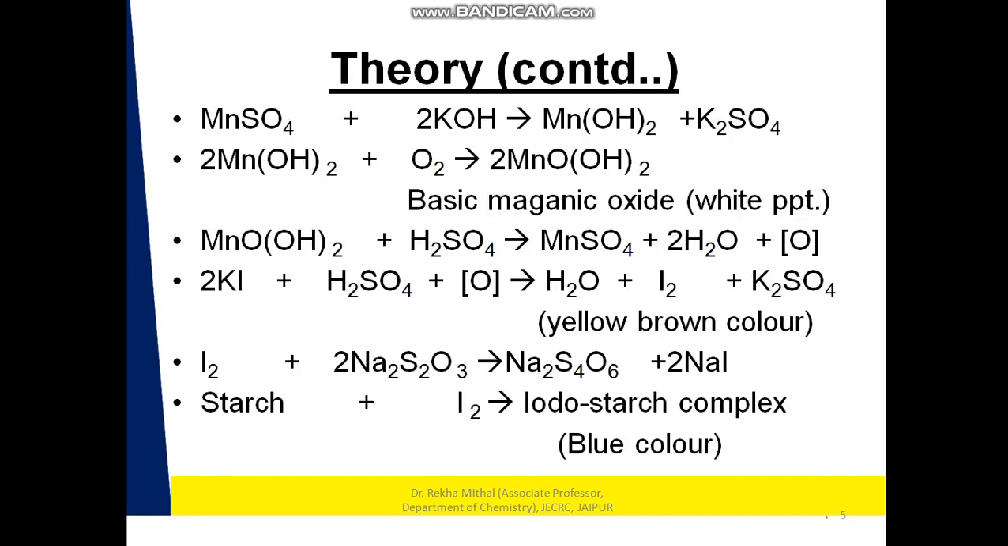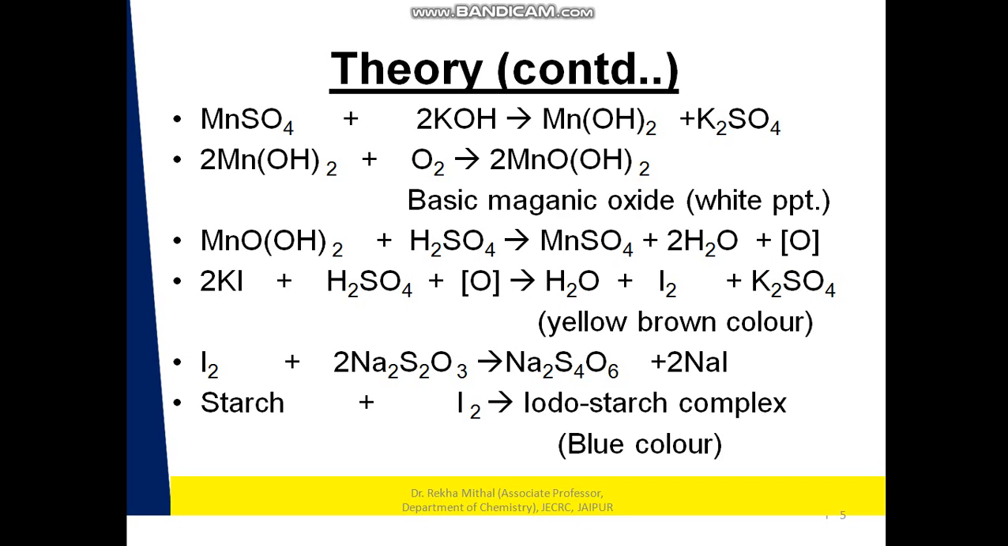Now this is the reaction in which we are using the BOD bottle, in which we are taking the tap water and mixing all the chemicals, that is the KI solution, azide, manganese sulfate. Then a white precipitate is formed. This white precipitate is of basic manganic oxide. Then in the next reaction, the white precipitate is treated with H2SO4, that is we are adding H2SO4 in the BOD bottle.